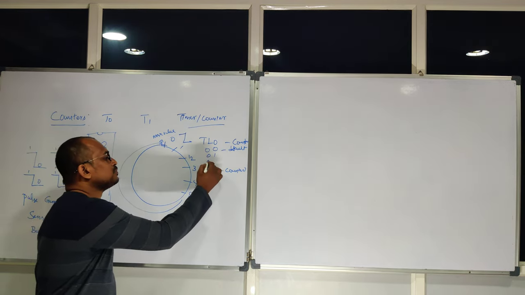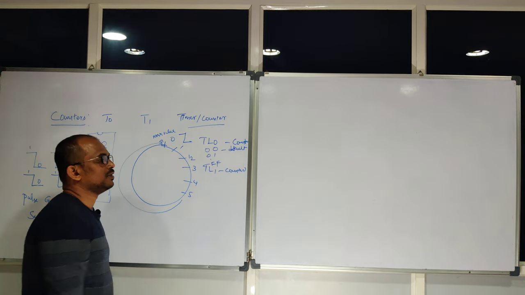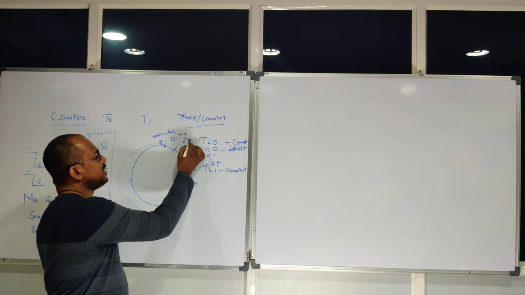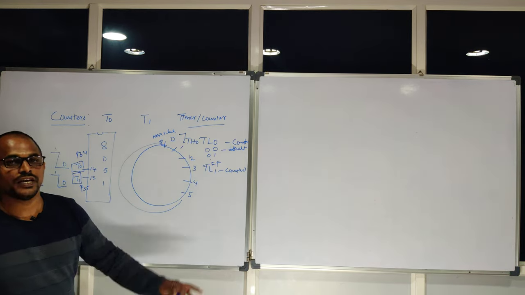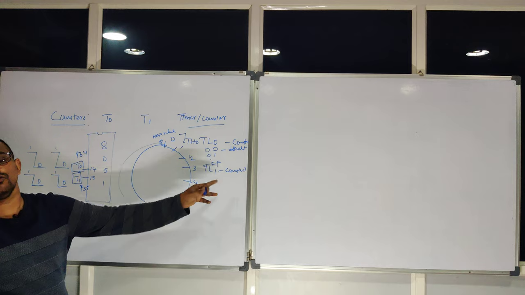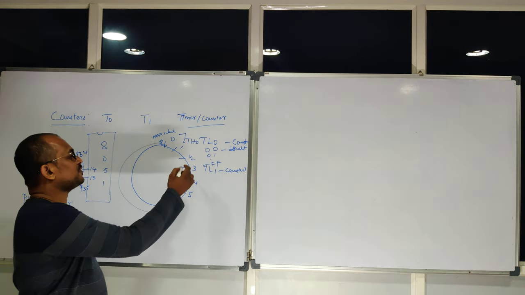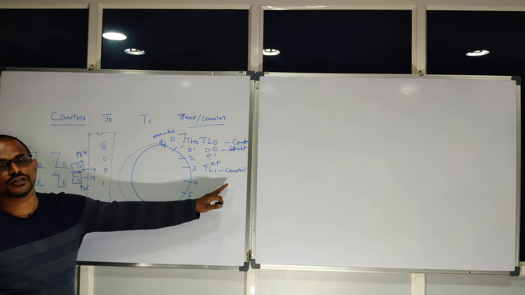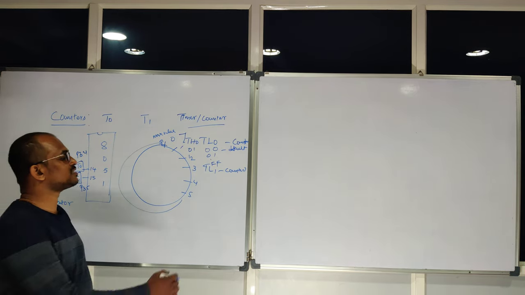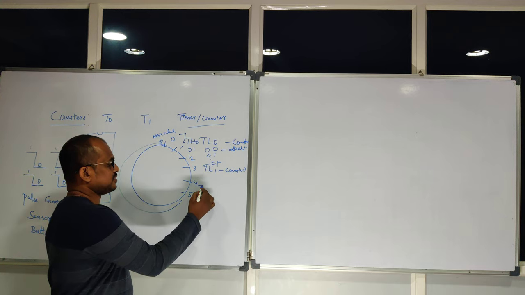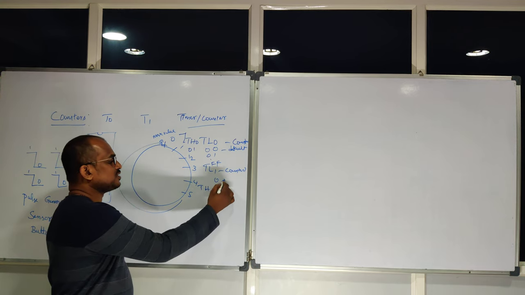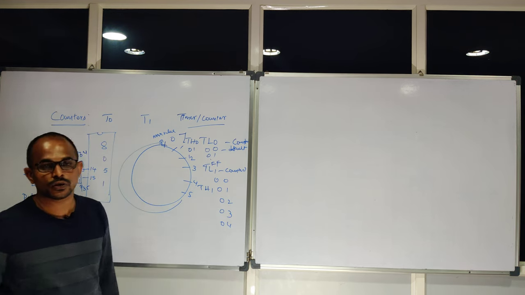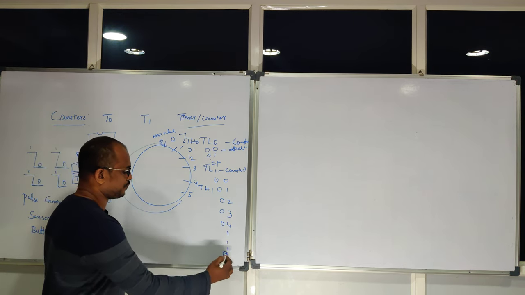Suppose it reaches the maximum, FF. Then your higher byte, TH0, is incremented by 1, whenever it completes the full value, 0 to 255. The same thing applies for counter 1 also. The counter 1 registers are TL1 and TH1. So TL1 keeps on changing for each pulse: 01, 02, 03, 04, up to FF.